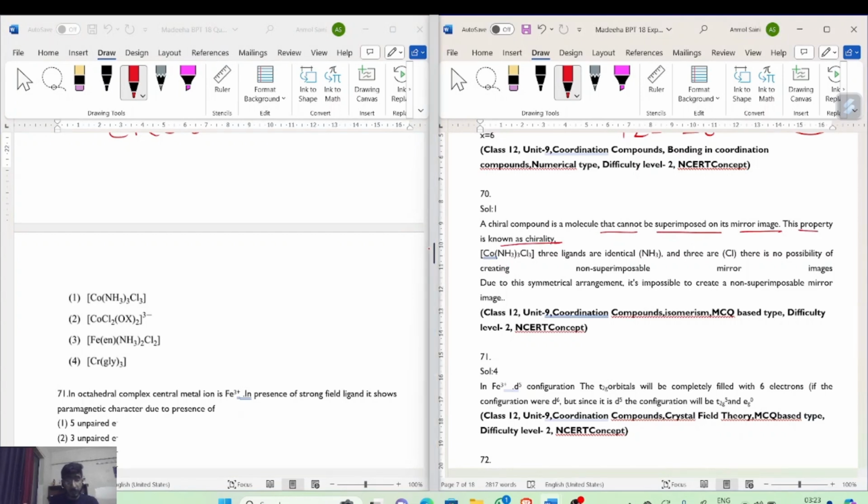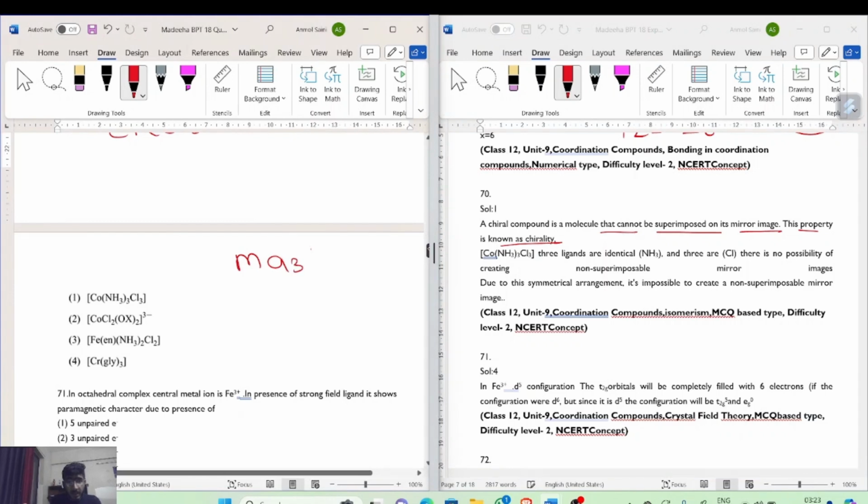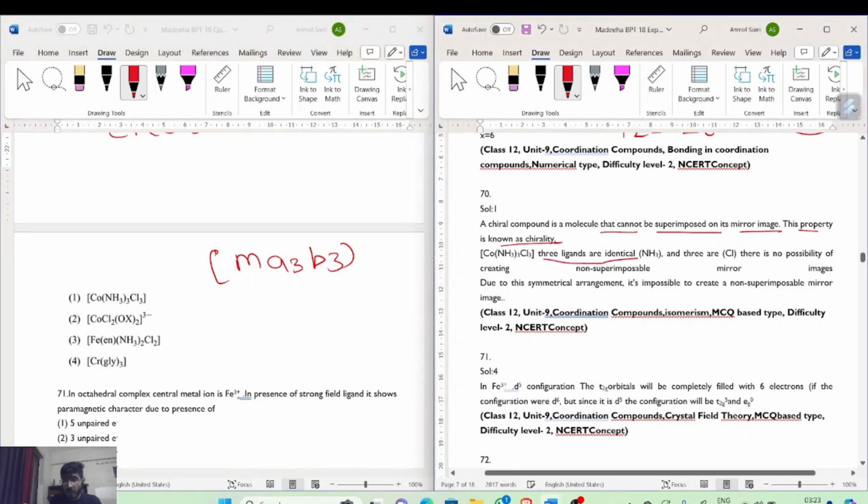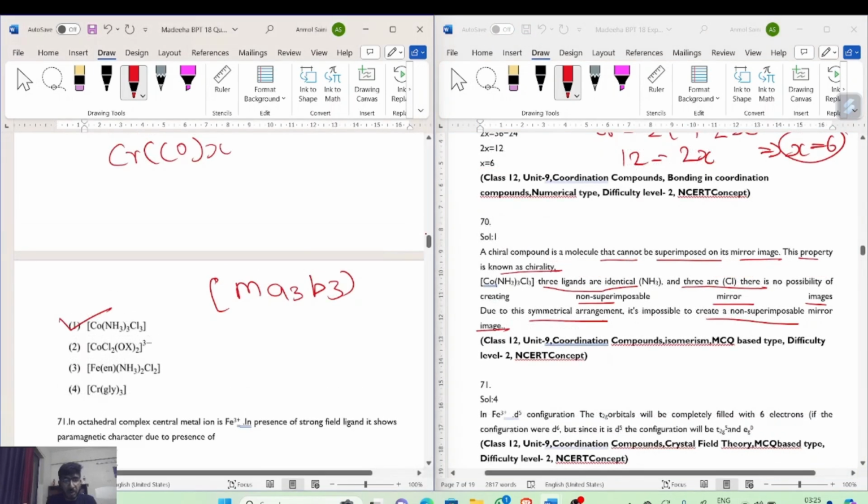From the options, we can see the first option is the compound of type MA3B3. We know that an MA3B3 type geometry can't exhibit chirality because it has three identical NH3 groups, or you can say three identical A groups, and three identical Cl groups. So there is no possibility for creating non-superimposable mirror images. The correct answer is option number A because it is of the type MA3B3.